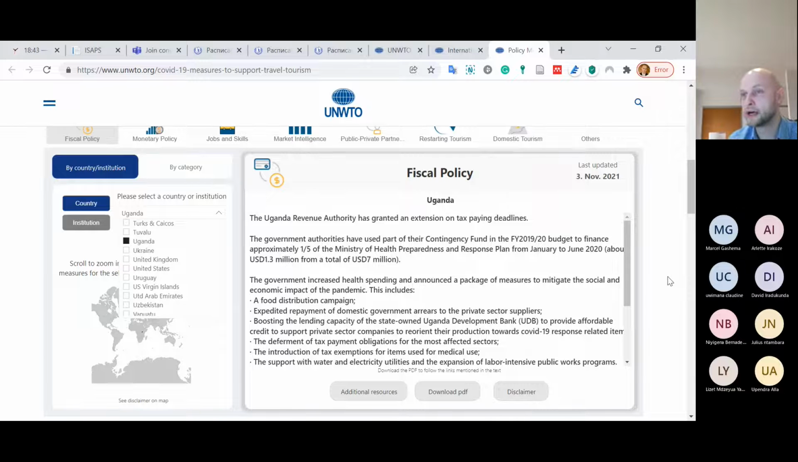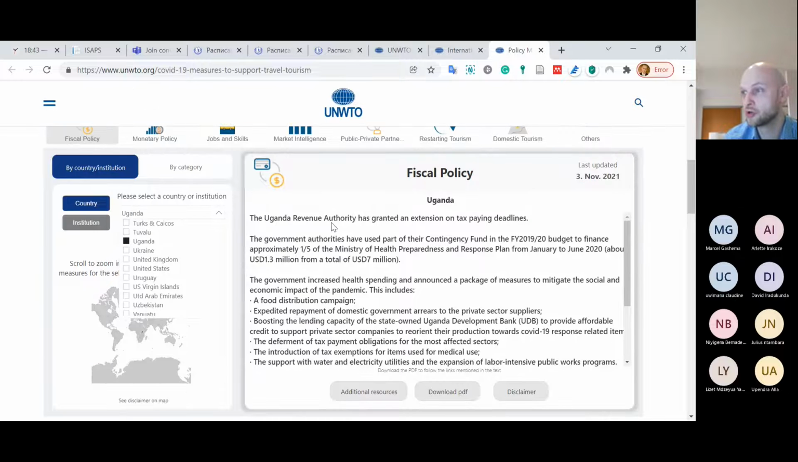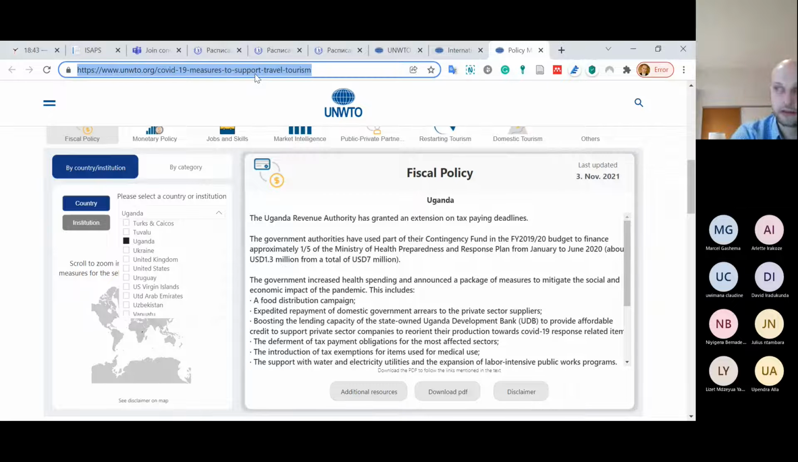Okay, so here you can see another information given by United Nations World Tourism Organization in another dashboard about the measures to support travel and tourism. So Uganda Revenue Authority has granted an extension on tax paying deadlines. In many countries, it was quite common procedure to support the companies from tourism industry, including some European countries, Russia, for instance.